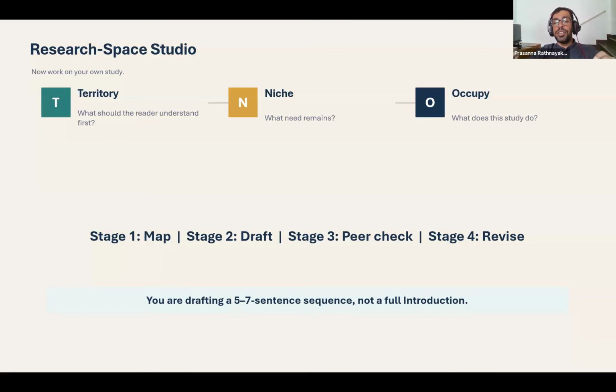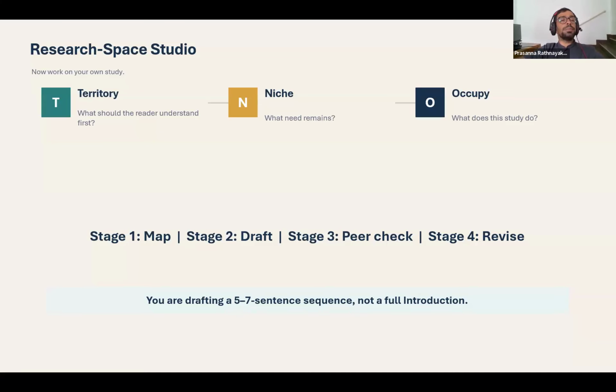Work first with your own research. If you do not yet have a precise topic, use the broadest credible version of your current project. So you are going to work with your own project, right? And what is the sequence? First, map your territory, niche, occupancy decision. Then draft 5 to 7 sentences. Then ask your partner to check whether the sentences align. For the last stage, revise and close. So that is the task we are going to do, right?